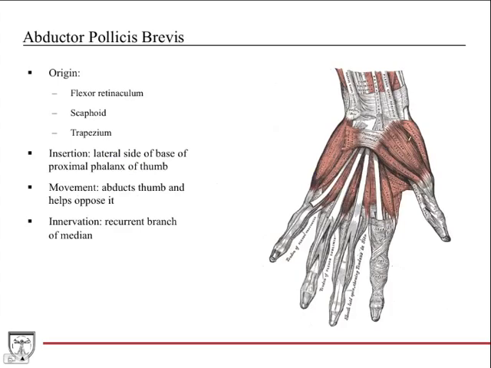Abductor pollicis brevis, so that's the most superficial muscle. These layers are also good to keep in mind when you're dissecting, because often you can cut the abductor pollicis brevis and reflect it back to get a good view of the two muscles deep to it.